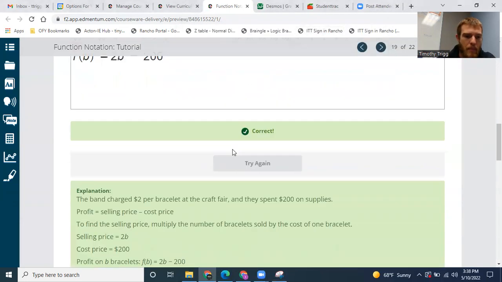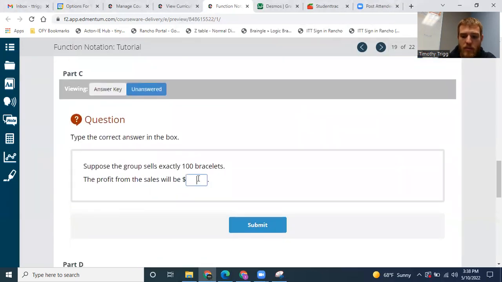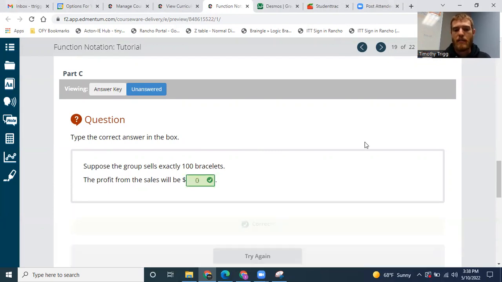Well, what does that mean? So our answer will be 0. That means if they sell exactly 100 bracelets, then they broke even, meaning they didn't gain any money, they didn't gain any profit, but they also didn't lose money. So at 100 bracelets is their break-even point.